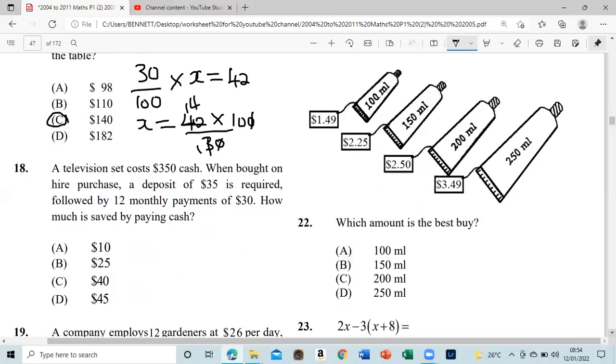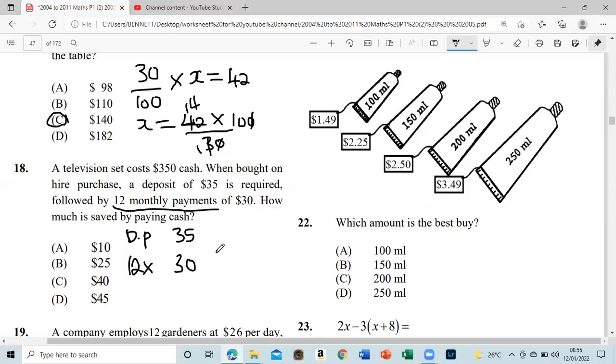A television set costs $350 cash. When bought on hire purchase, a deposit of $35 is made. So as we go along, guys, just write them down. Deposit. Remember, you can only use the information given. A deposit of $35, followed by 12 monthly payments of $30. So it's 12 months, you have to pay $30 every month.